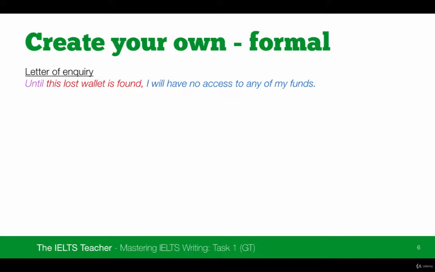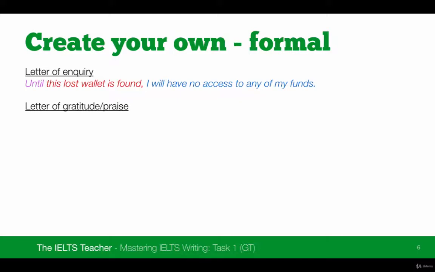Okay, so notice that the two parts of a complex sentence do not necessarily need to be in the same tense. Here you've got the present and the future. So until this lost wallet is found doesn't make sense on its own. We need the independent clause. I will have no access to any of my funds.